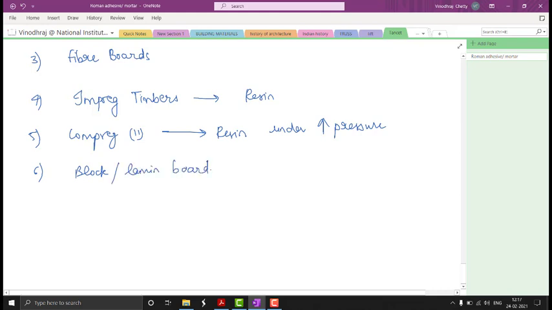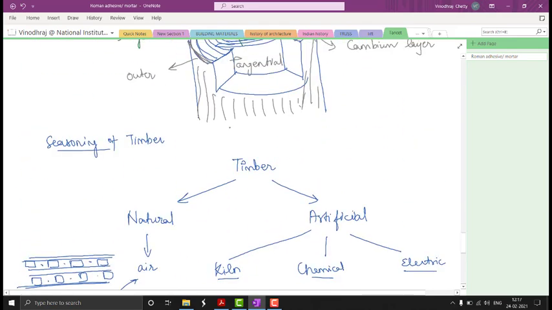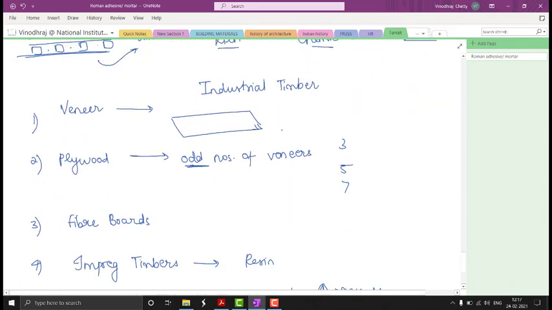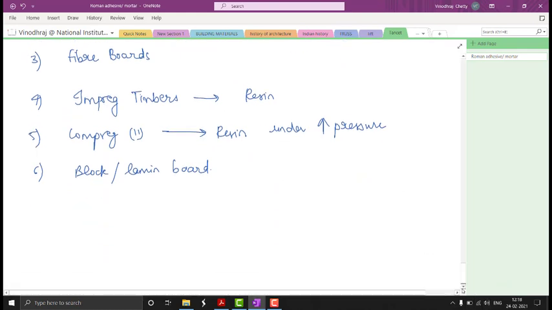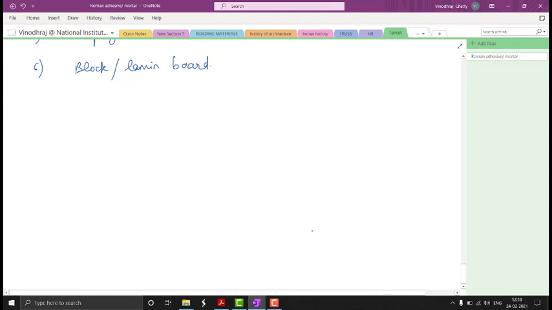So these are basically all the classifications that are important. There are many other forms also available, but they will not be asked in the exam, so you need not worry.